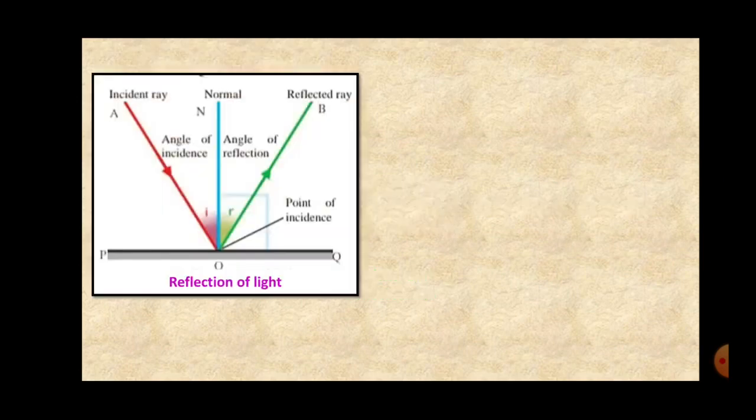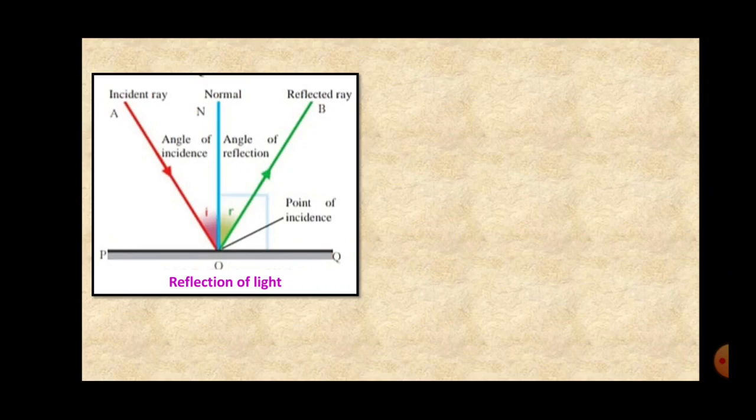Now as you can see in the picture, the reflection of light. With the help of this, very easily you will be able to understand, right? In this we had drawn a line PQ, right? PQ is the line which shows the position of the mirror. Then we have to draw a normal, the perpendicular at the right angle of this PQ, and then we have to draw an incident ray which is AO, right, and the reflected ray, that is OB.